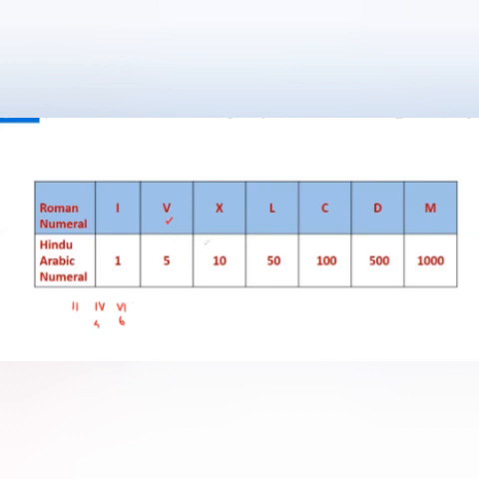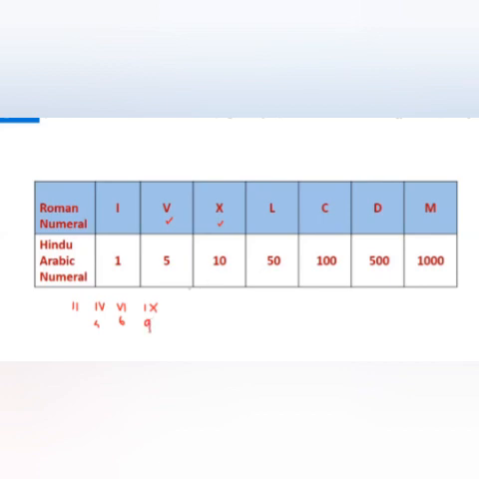How to write 9? Ten is X. The Roman numeral for ten is X. So 10 minus 1 is 9. So how to write it? The 1 symbol and the 10 symbol, that is 10 minus 1. This is a rule. So which number is this representing? It is 9.